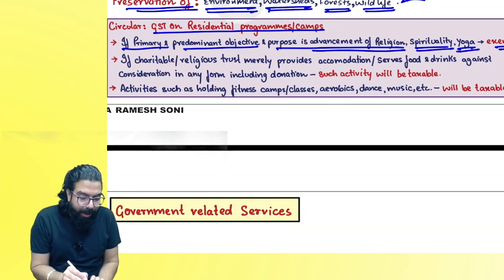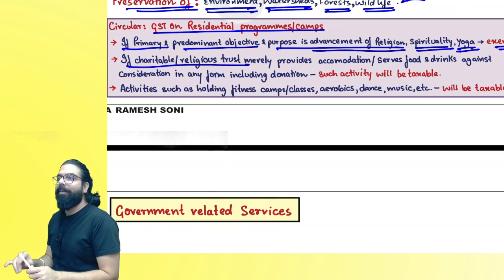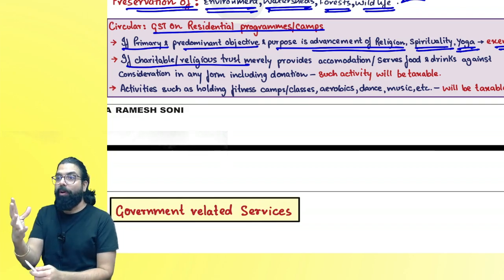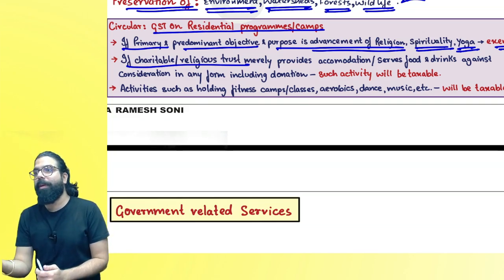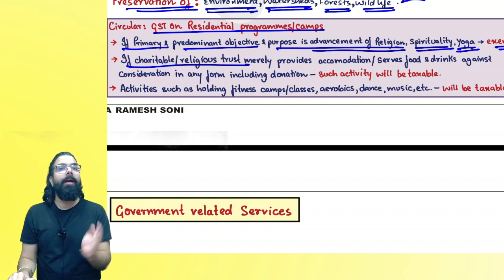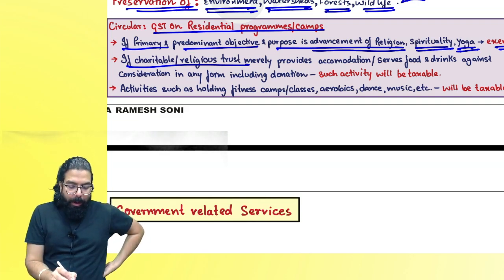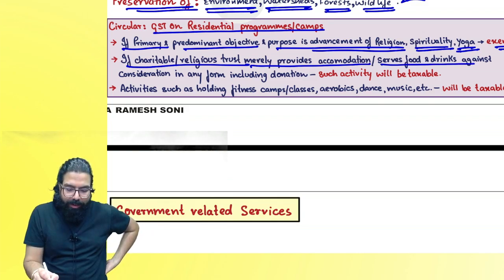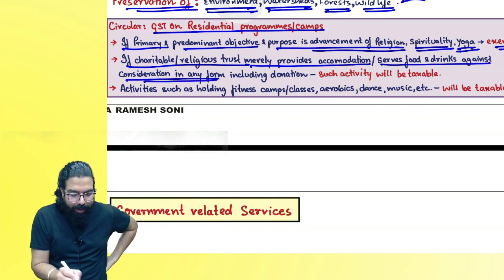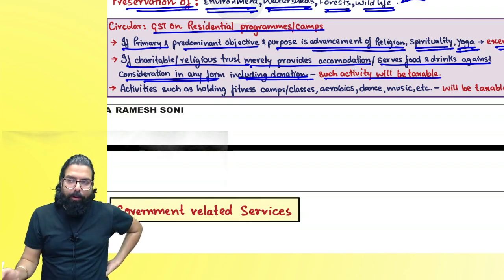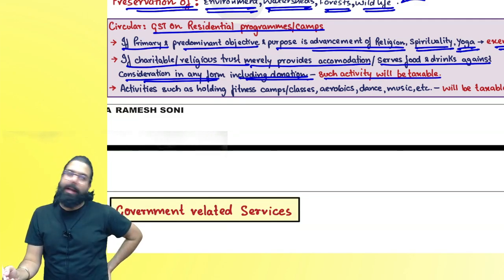The next one over here is, supposedly one charitable trust is there and they are telling, eat food, only food, and donate 100 rupees and go. Baba, you are telling 100 rupees donation. Does it mean actually donation? If a charitable or religious trust merely provides accommodation and serves food and drink against consideration in any form, including donation, such activity will always be taxable. Can I go ahead, everyone?